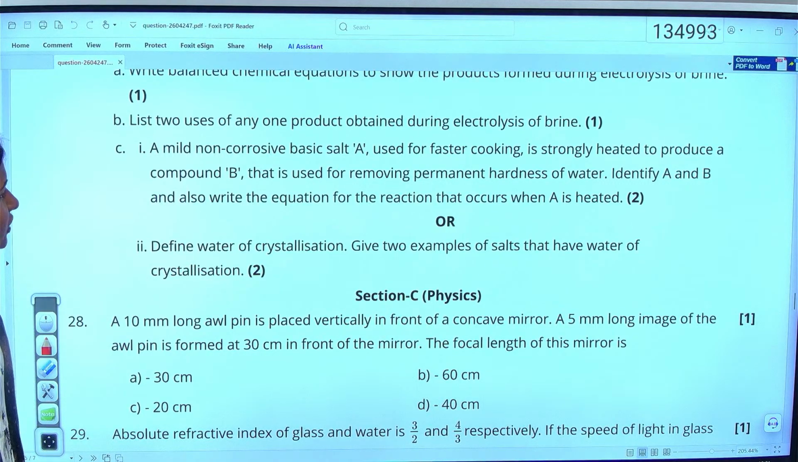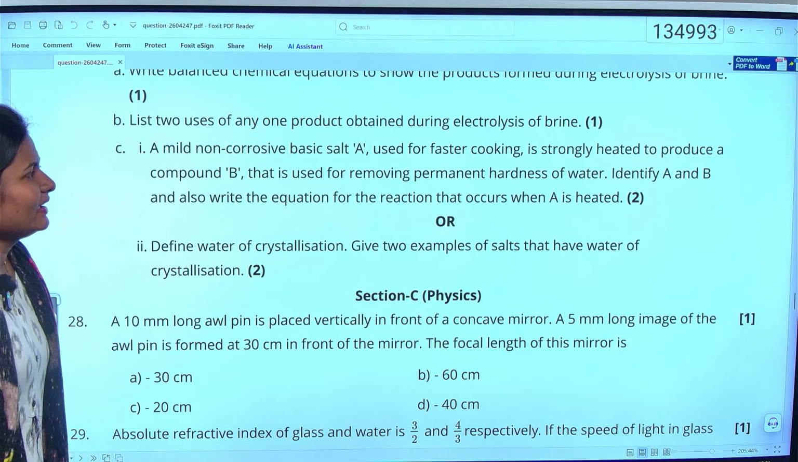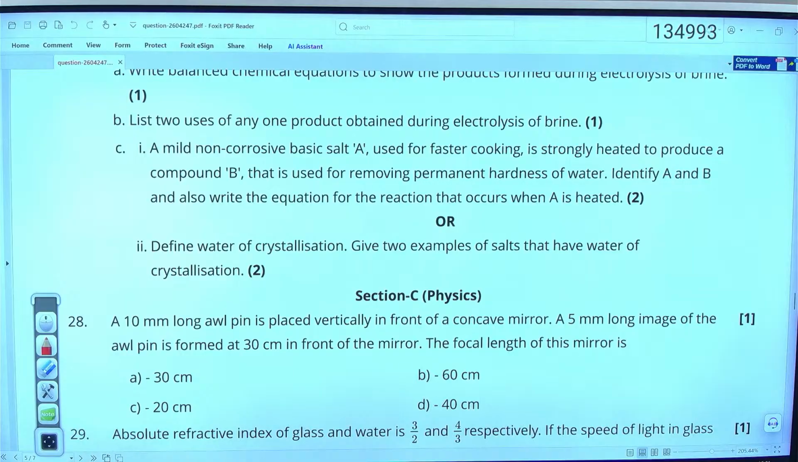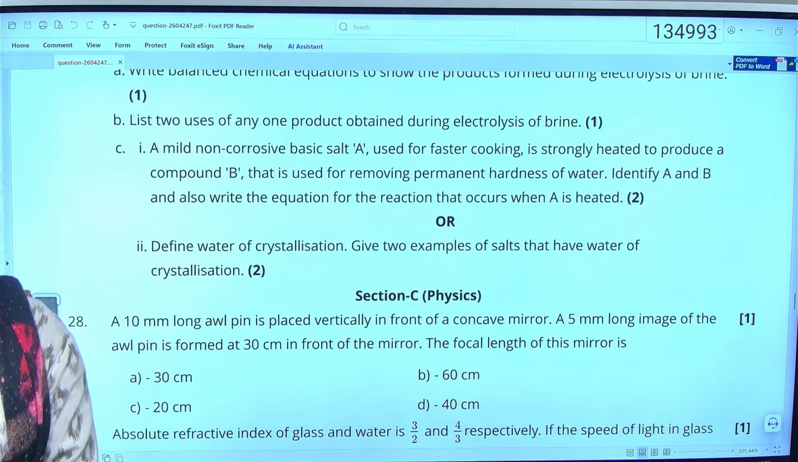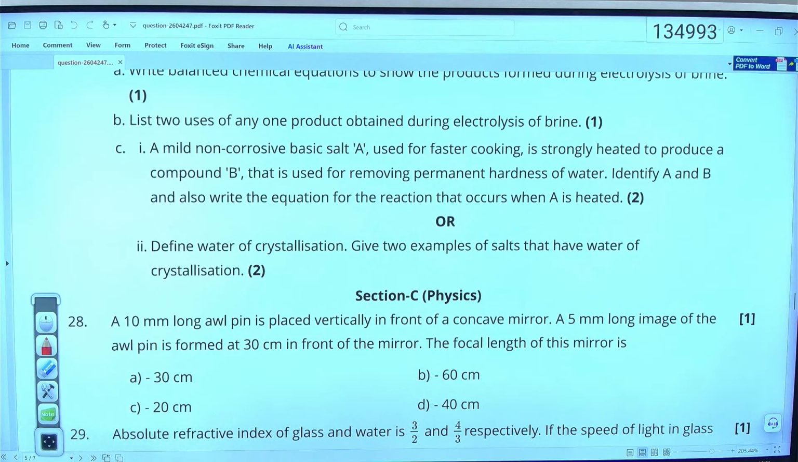Identify A and B, also write the chemical equation that occurs when A is heated. But baking soda on heating does not really prepare washing soda, right? It is mentioned like that, but removing permanent hardness is done by washing soda, so that part has changed a little. So the reaction: when A is heated, sodium carbonate plus carbon dioxide gas plus water will form.